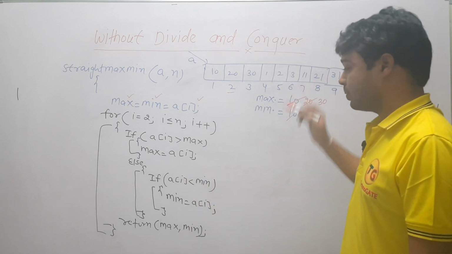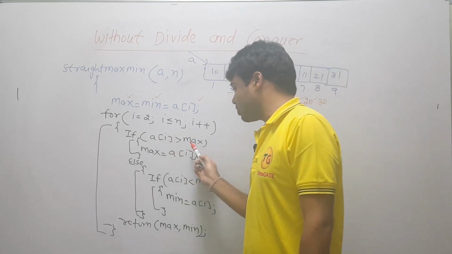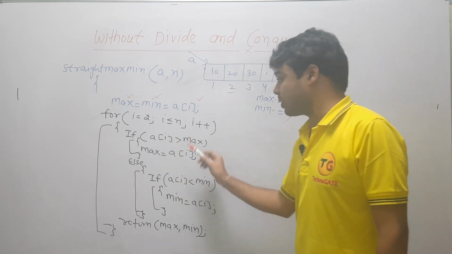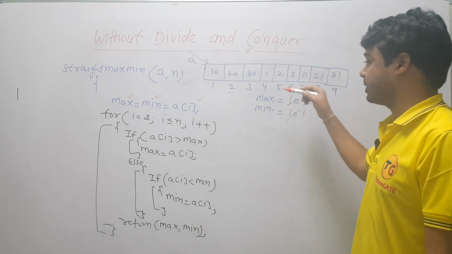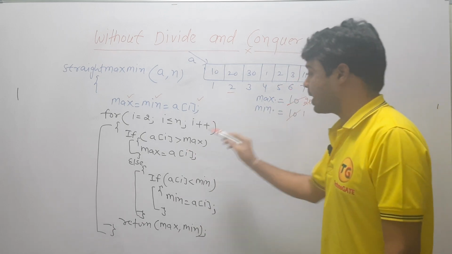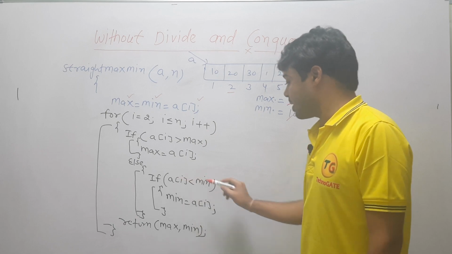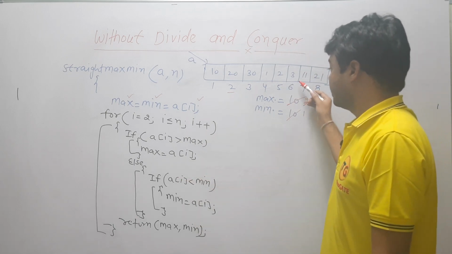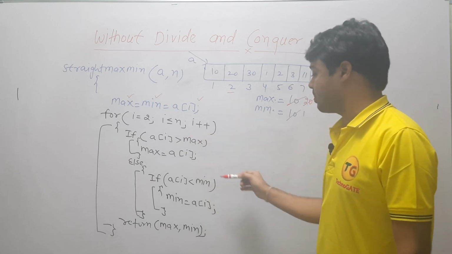Okay, 2. Now 2 greater than maximum, no. 2 less than minimum, no, because minimum is now 1. So both are false here. No updation in the maximum, no updation in the minimum here. 3 greater than maximum, no. 3 less than minimum, no, because maximum is 30 now and minimum is 1 now.